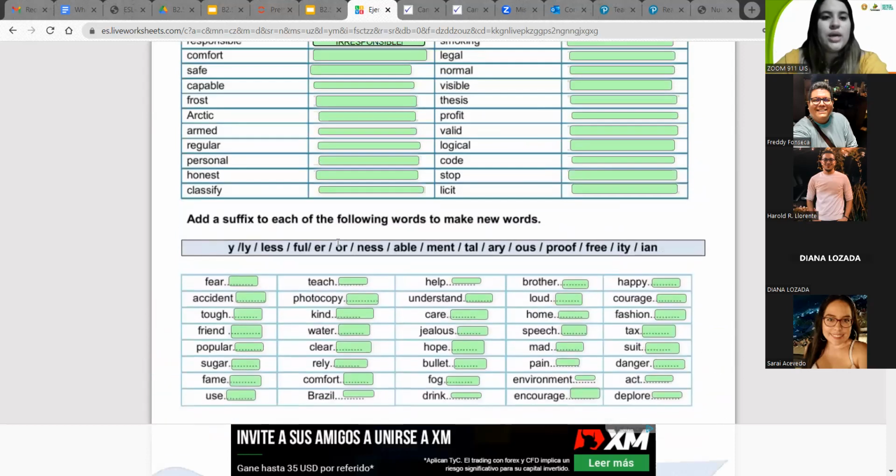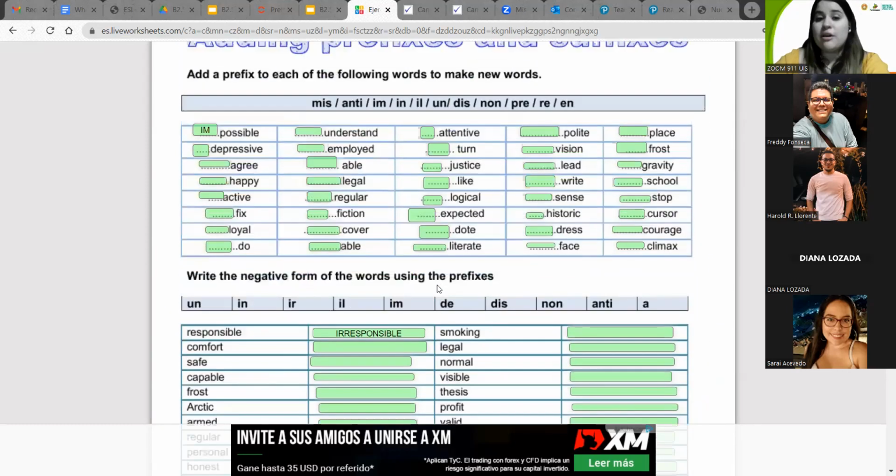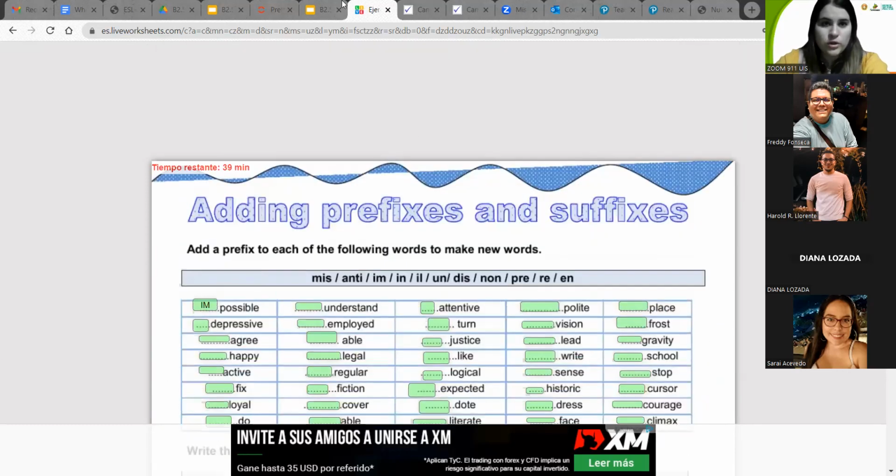And then exercise number 3 is add a suffix to each of the following words to make new words. So fear, what would be a suffix to create a new word? Fearless, fearful, accidentally, accidental. You are going to find the suffix to form new words, okay?